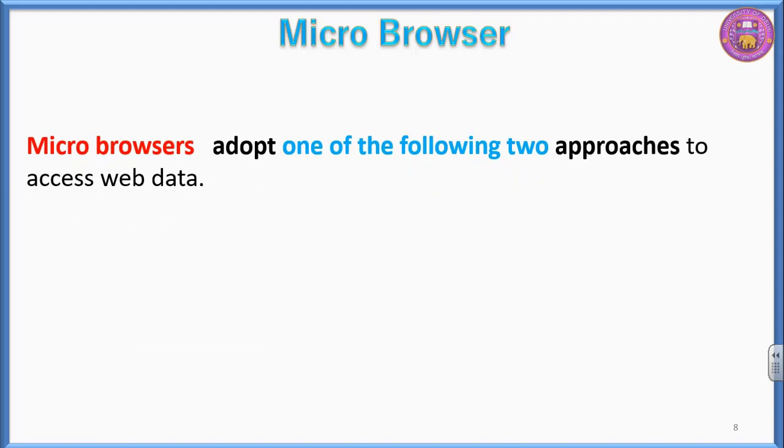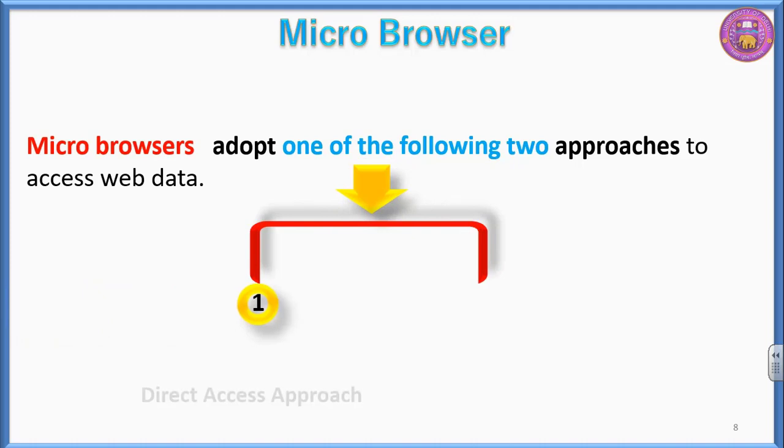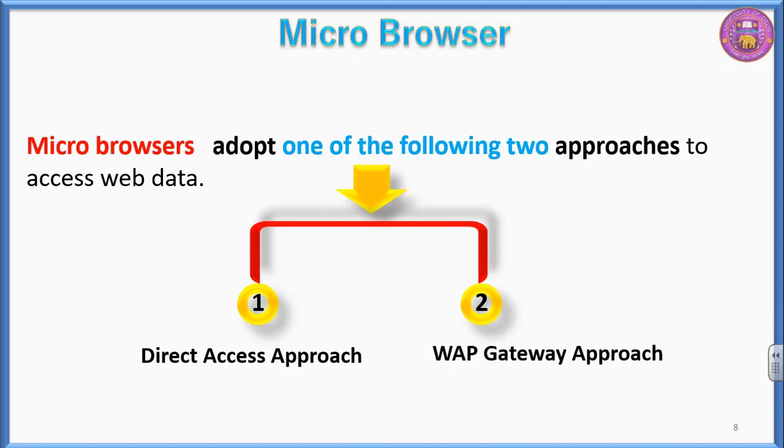Micro browsers adopt one of the following two approaches to access web data. The first approach is direct access approach and the second approach is WAP gateway approach. WAP refers to Wireless Application Protocol.